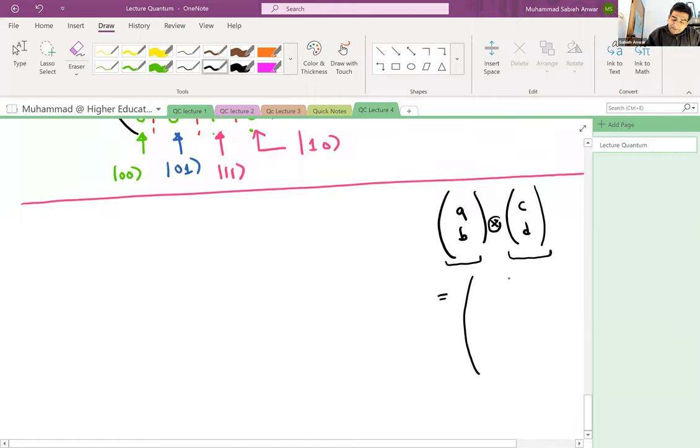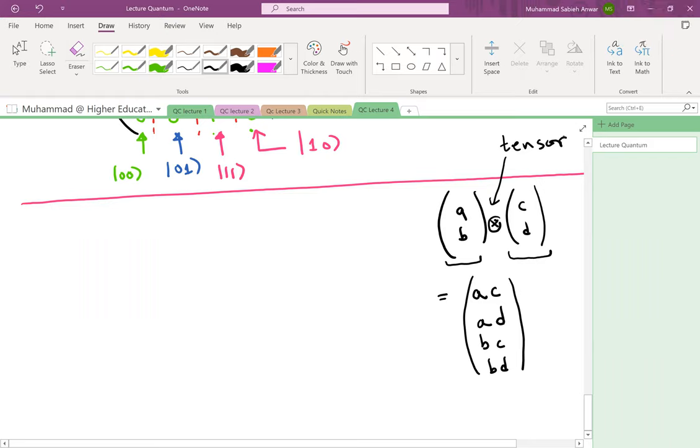And if I were to take a tensor product, this A will be multiplied with C. I get AC. A will be multiplied with D, AD, BC, and BD. So this is a tensor multiplication. This raises the dimensionality of the system. Okay, this is not normal multiplication. Yeah, okay, thank you.